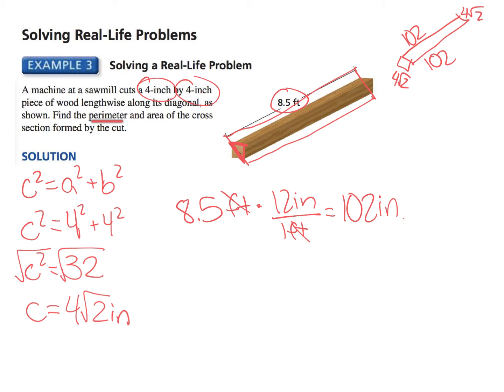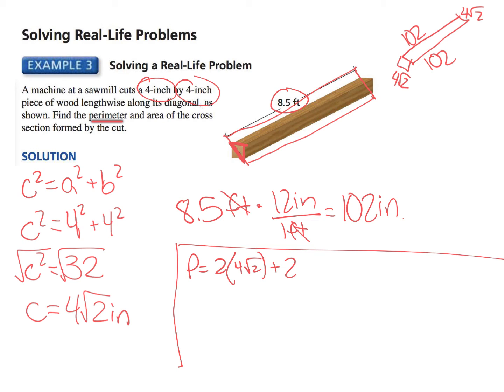So we can find the perimeter by adding all those pieces up. So P equals 2 times 4 root 2, that covers both edges, plus 2 times 102, that covers both lengths. When we go ahead and we put that together, that gives us 8 root 2 plus 204, which is approximately 215.34 inches for the perimeter.